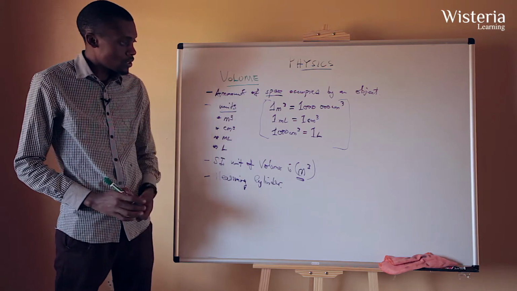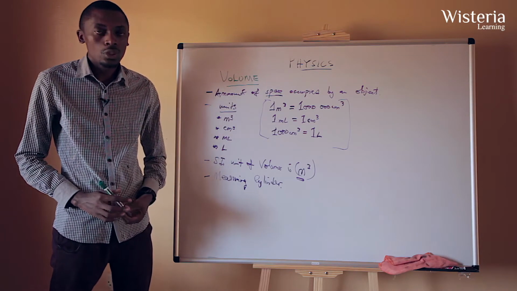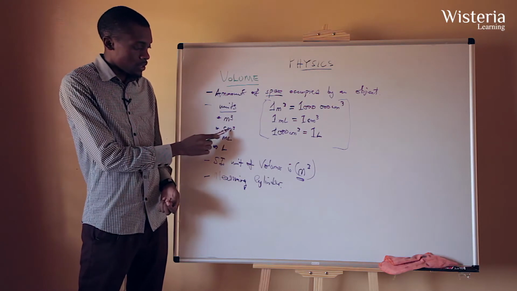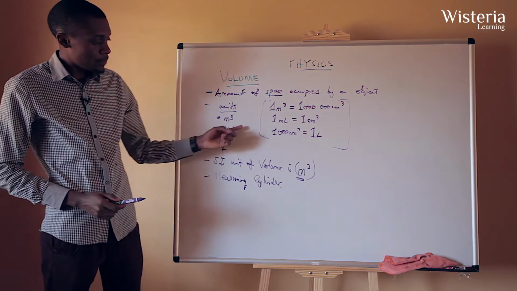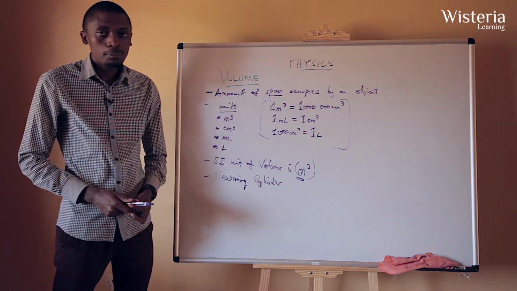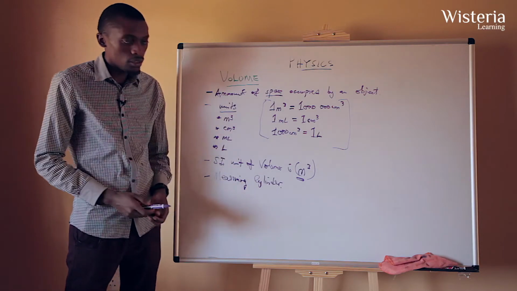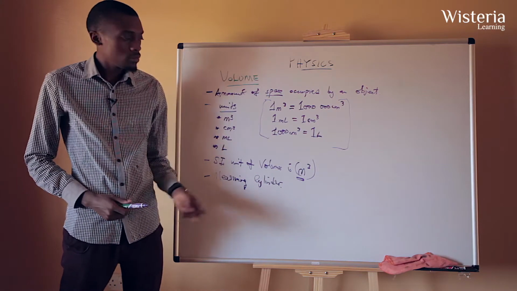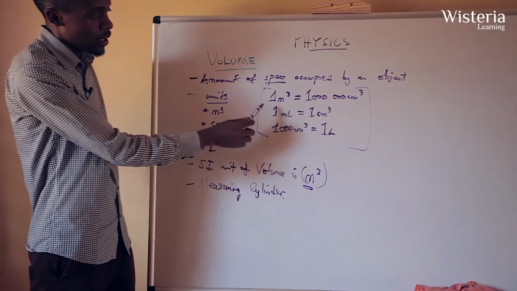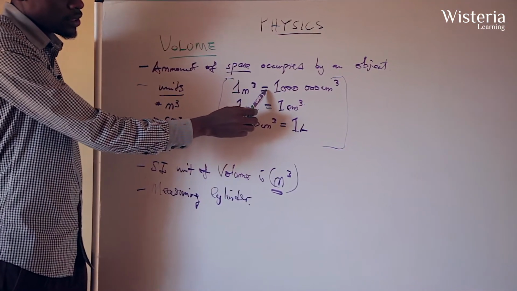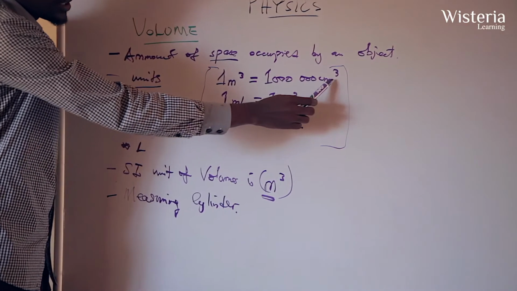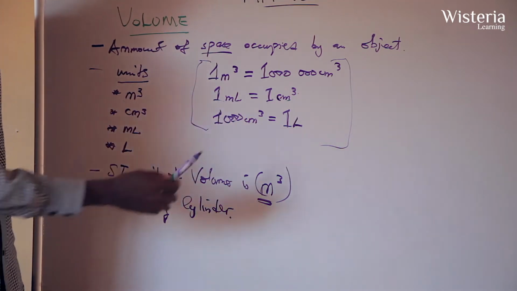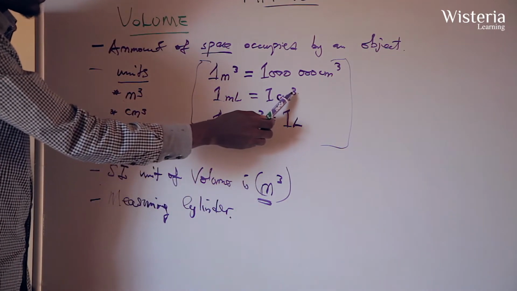So we have different units in which we can measure volume. We have units known as meter cubed, cubic meter, centimeter cubed if you like, milliliters, and liters. The relationship amongst these units of volume is right here for us, where we can say 1 meter cubed is the same as saying 1 million cubic centimeters. And then we have 1 milliliter, which is the same as saying 1 cubic centimeter.